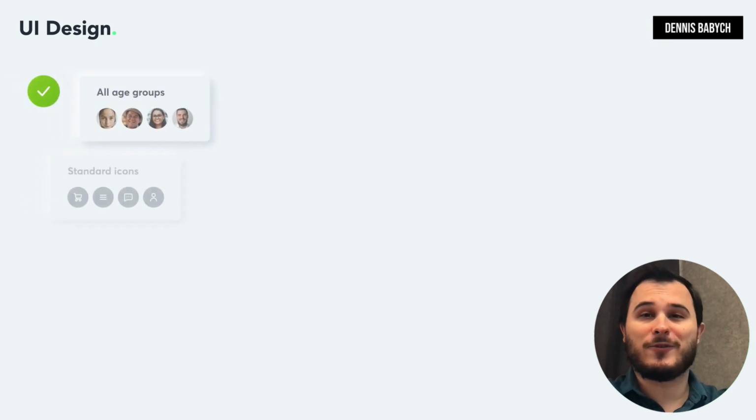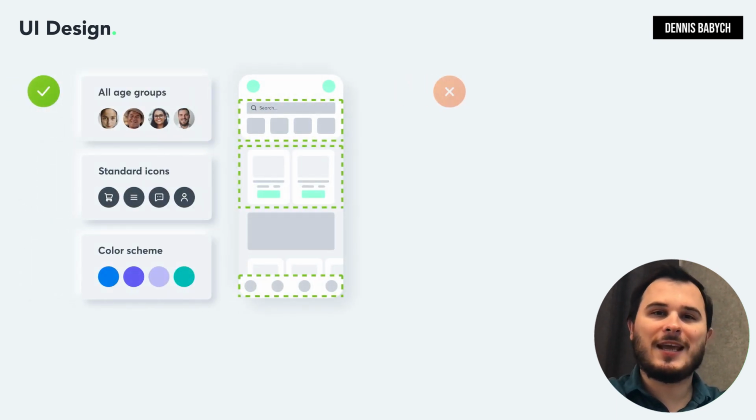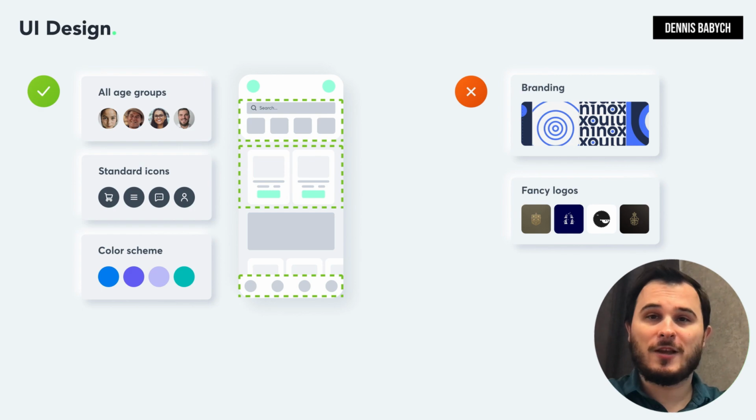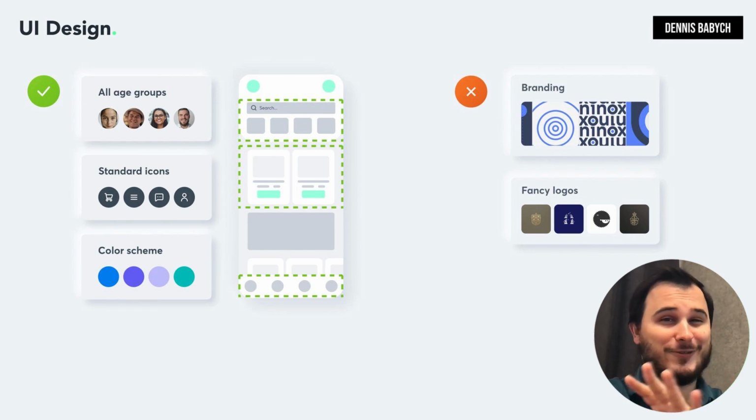Next, let's delve into the UI design of your app. There are two key aspects to consider. Firstly, the UI design should cater to users of all age groups, so the UI should be modern but not too fancy.